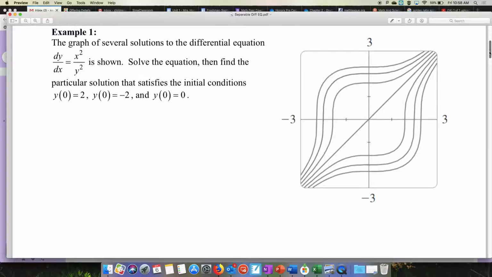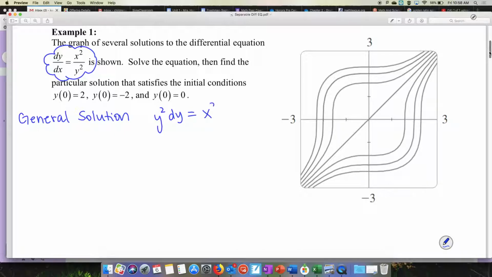Okay. So if this is my differential equation, first of all, let's work on the general solution. So I want my y's with the dy and my x's with the dx. So I'm going to take y squared and multiply it over. And then I'm going to take x squared and keep it, but then multiply the dx over. Once you have separated your variables, we can integrate both sides.